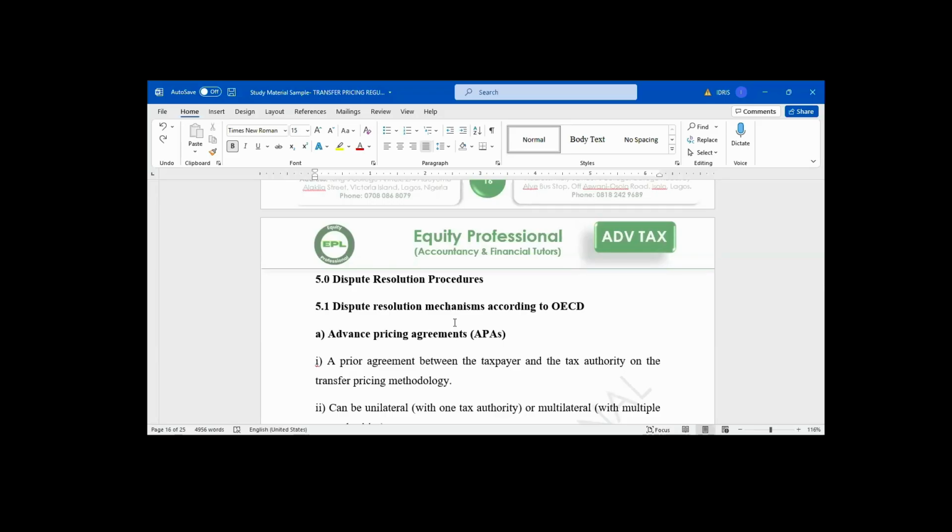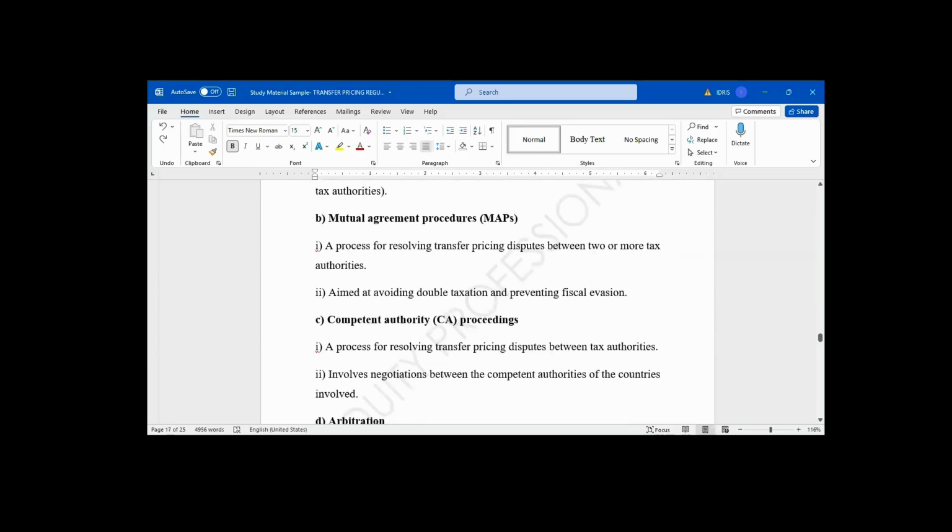This is an agreement between the taxpayer and the tax authority on the transfer pricing methodology. That is advanced pricing agreement. Another dispute resolution mechanism recommended by OECD is called mutual agreement procedure.